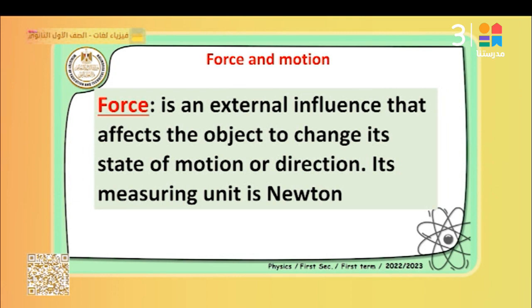And what do you think? Why is there no change in the state of the books or in the ball in the two cases? To change the state of the two objects that we have, you should have an external effect or influence that affects this body. This external effect, we call it the force, اللي هي القوة.